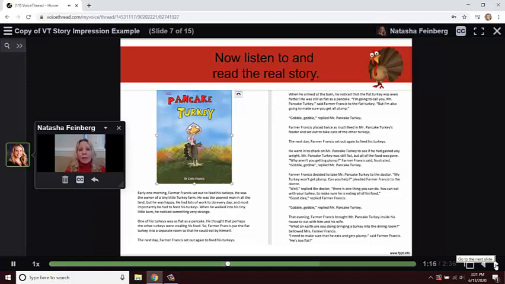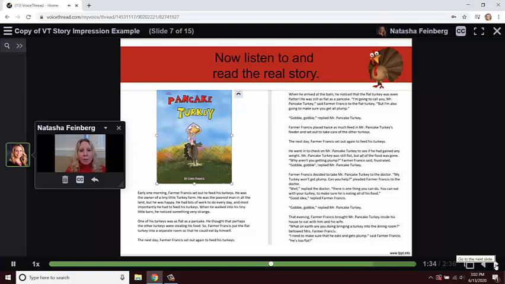Pancake Turkey," said Farmer Francis to the flat turkey, "but I'm also going to make sure you get all plump." "Gobble, gobble," replied Mr. Pancake Turkey. Farmer Francis placed twice as much feed in Mr. Pancake Turkey's feeder and set out to take care of the other turkeys.